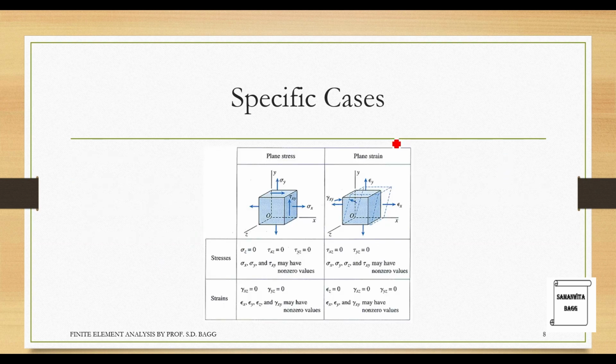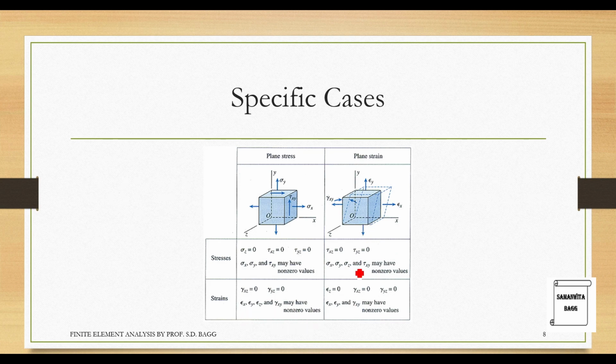So you can see here for the plane strain condition, the stresses are shown here. Sigma x, sigma y, sigma z and tau xy may have non-zero values, but tau xz is 0 and tau yz is 0. That's what you can see here. And this diagram is showing some strain along the body, that is along the x-axis and along the z-axis. The consideration of deformation is 0 along the thickness.